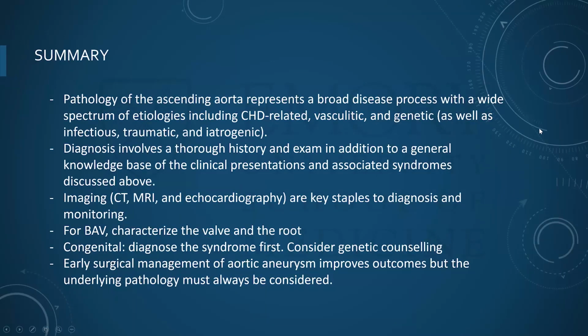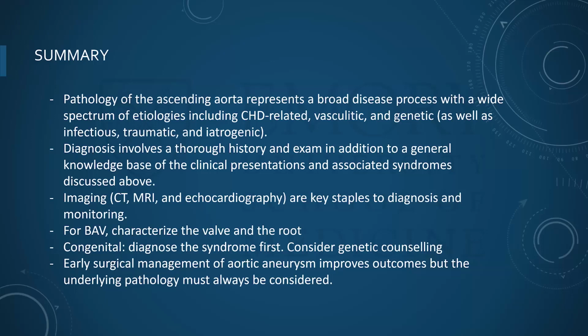So in summary, pathology of the aorta, ascending aorta is a broad disease process. We have a wide differential. We want to consider the different disease processes that we talked about today, but you can also consider infectious, traumatic, and iatrogenic. The first step in making the diagnosis involves a thorough history and exam, in addition to having a good knowledge base about the typical presentation of each diagnosis. CT and echo are going to be our workhorse, but MRI is also a really sensitive and specific tool that you can use at your fingertips.